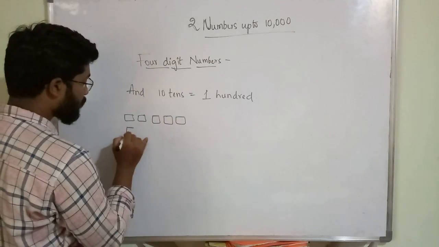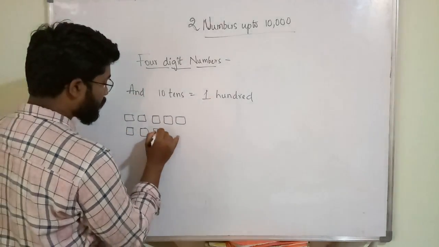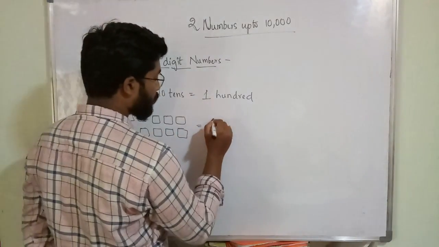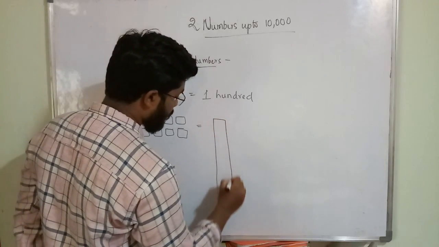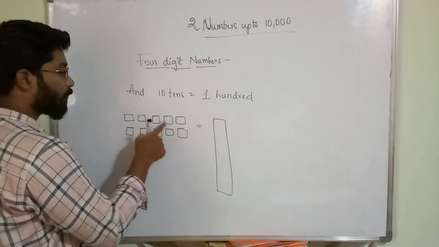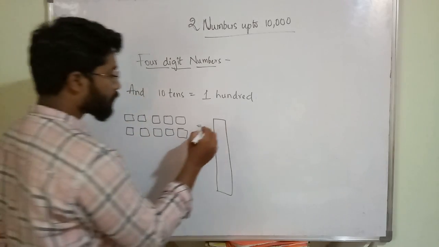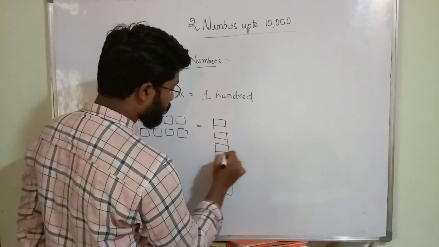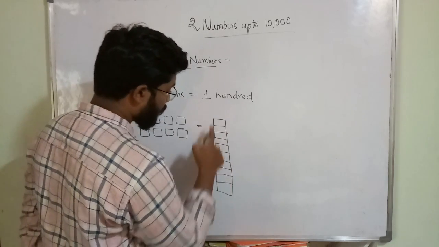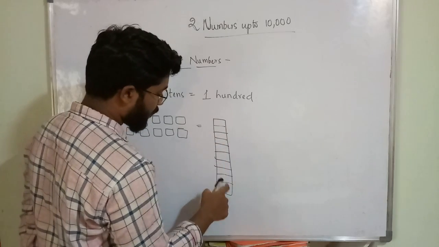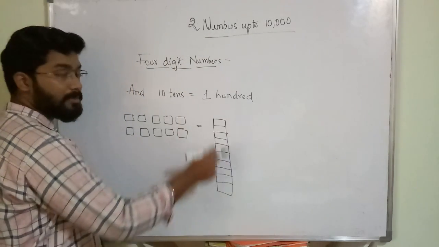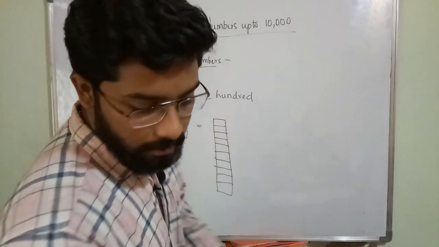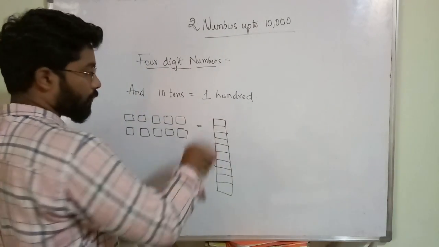So these are small boxes, no? These are of 1, 2, 3, 4, each is of 1 unit. If we combine all this, we will get what? 10 boxes. 1, 2, 3, 4, 5, 6, 7, 8, 9, 10. So this is a tens box. This is a bigger box. If we combine all this, we got this. It is like a tall building, no?